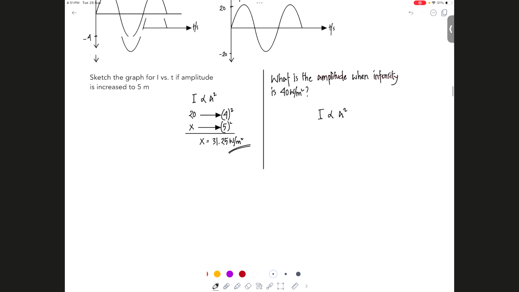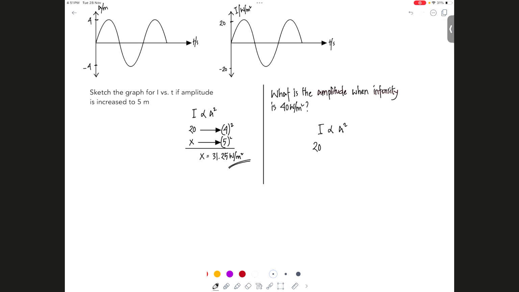Right, so what was the intensity originally? We use that as a reference. Actually, 20 is due to 4 squared. So 40 would be due to x squared. Why x squared? And then x is equal to the square root of 40 into 4 squared divided by 20.